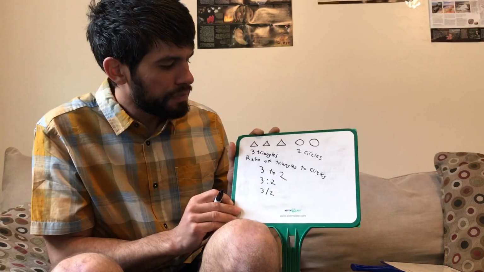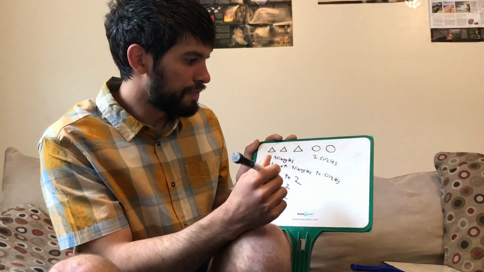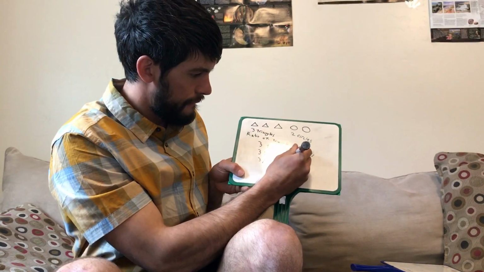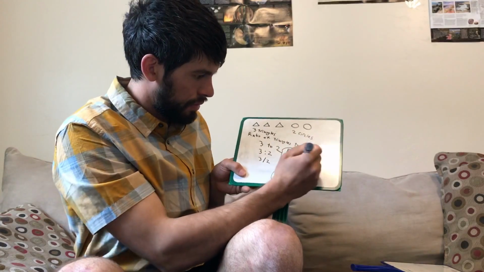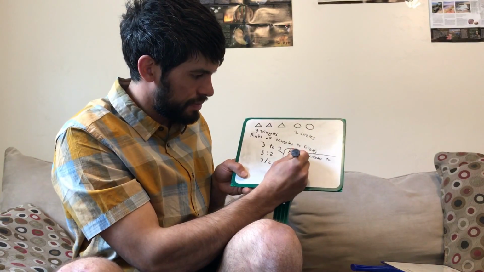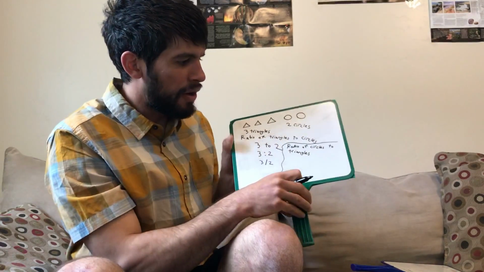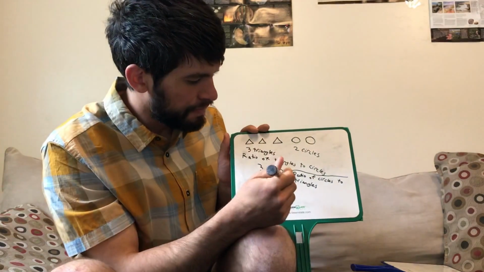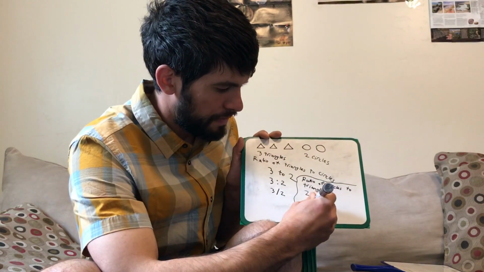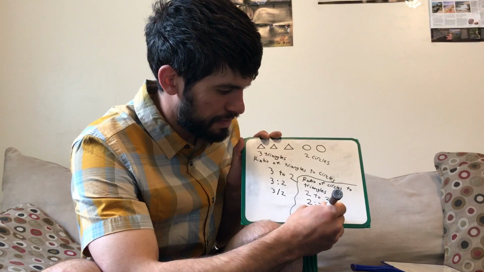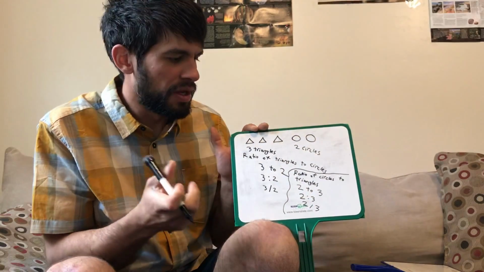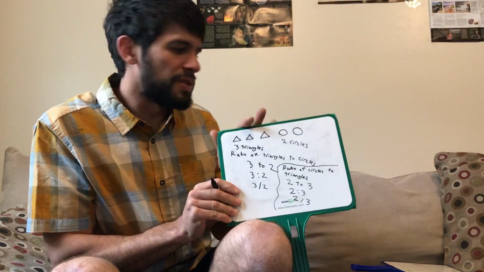So it's pretty simple. If we want to switch it around, suppose we want to find the ratio of circles to triangles. So now, since circles come first, our ratio is going to be 2 to 3. We could also write in either of these 2 ways. And that is how we would find the ratio between the number of triangles and circles. So let's keep this example in mind.